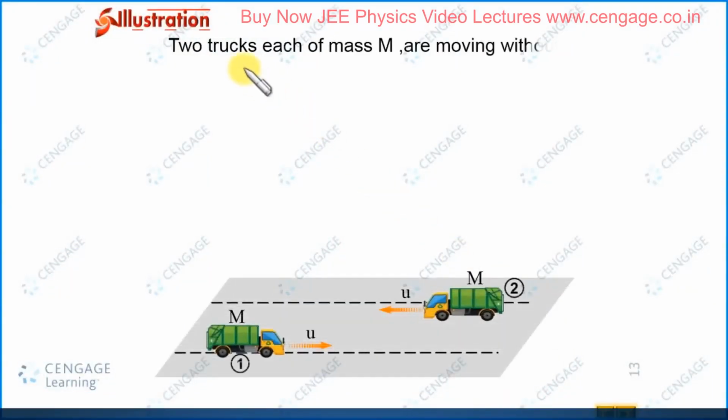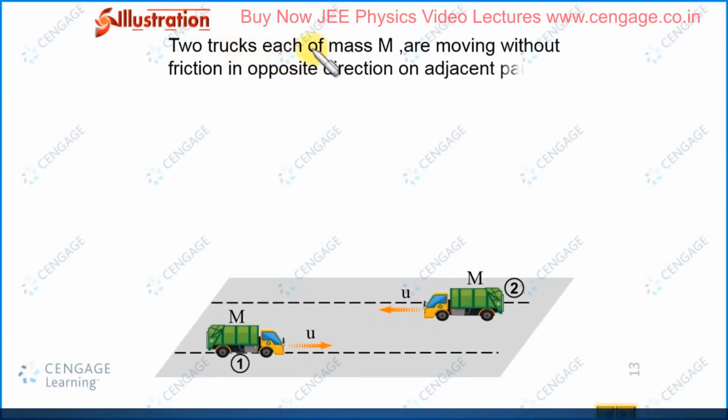In this illustration, we are given two tracks, each of mass capital M, moving without friction in opposite directions on adjacent parallel tracks with the same speed, same velocity u. You can observe in this figure that track number 1 is moving in the rightward direction with the speed u, and it has mass capital M.